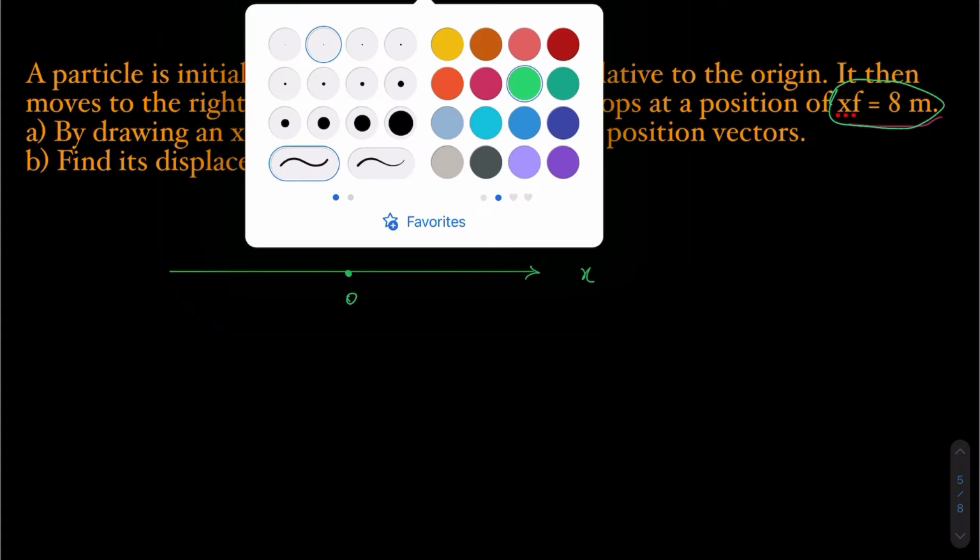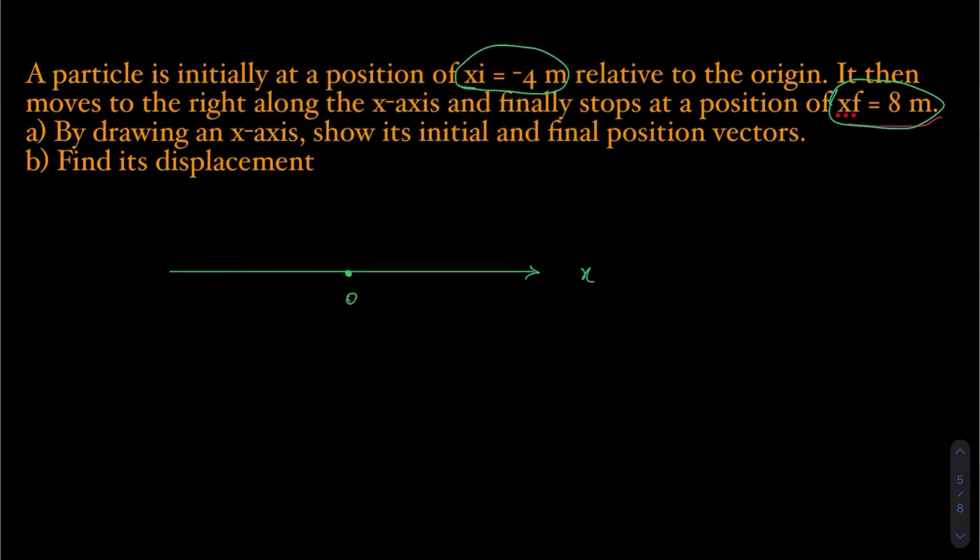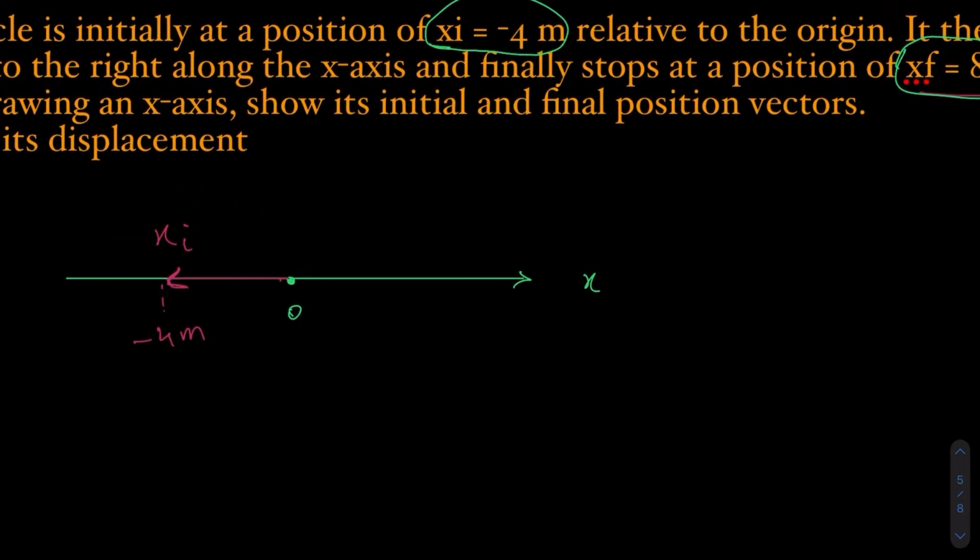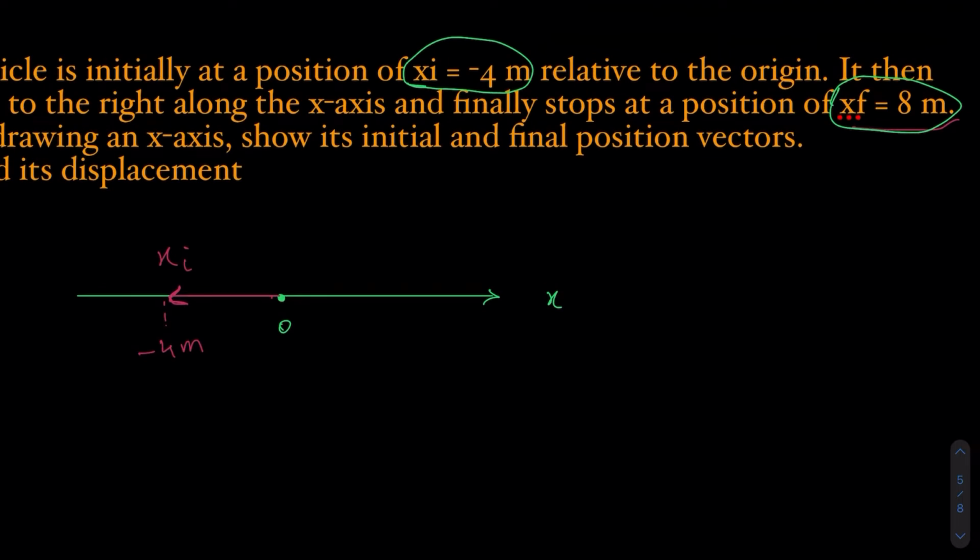So let's go ahead and draw the first one. Let's say this is my initial vector, somewhere here, equal to minus 4 meters. And then the other one, x final, which is the final position, is somewhere here, 8 meters away from the origin. So this is x final. So this is part A.